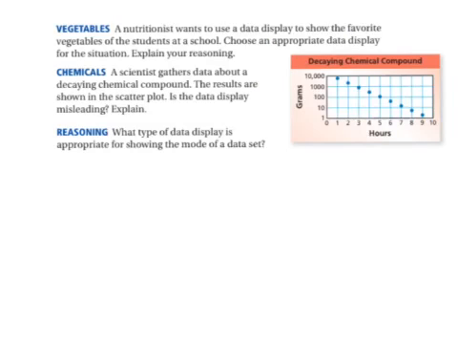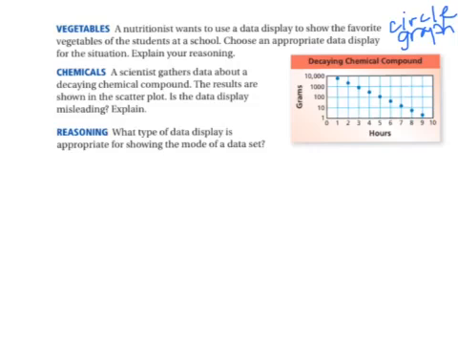All right. A nutritionist wants to use a data display to show the favorite vegetables of the students at a school. Choose an appropriate data display for this situation. Explain your reasoning. So since we are doing individual students compared to the entire school, I would say a circle graph. And the reasoning again would be because I'm comparing each student and we want to get a representation of the entire school.